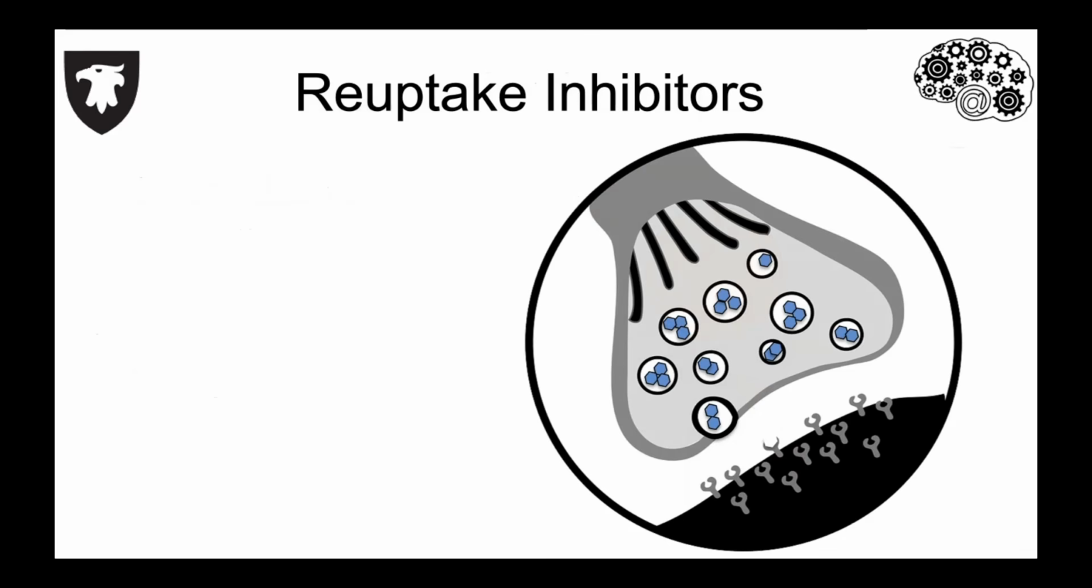The reuptake inhibitors are a group of compounds that deserve special mention. To understand their effects, let's first review what happens when neurotransmission is terminated.